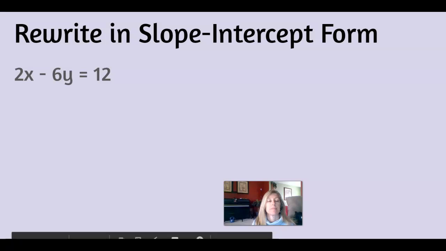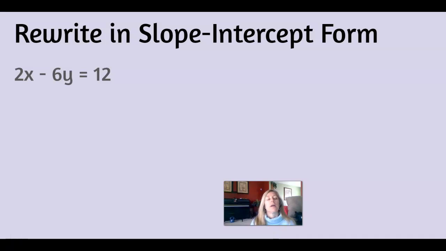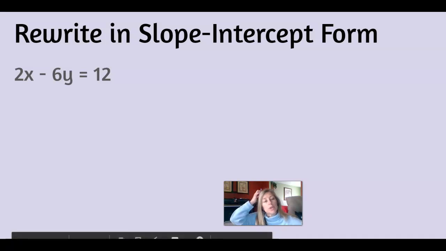Let's try this next one. They're getting a little trickier. All right, let's see. What do you think we need to do first? I think I'm going to subtract the 2x's here. And whatever I do to the left, I do to the right.